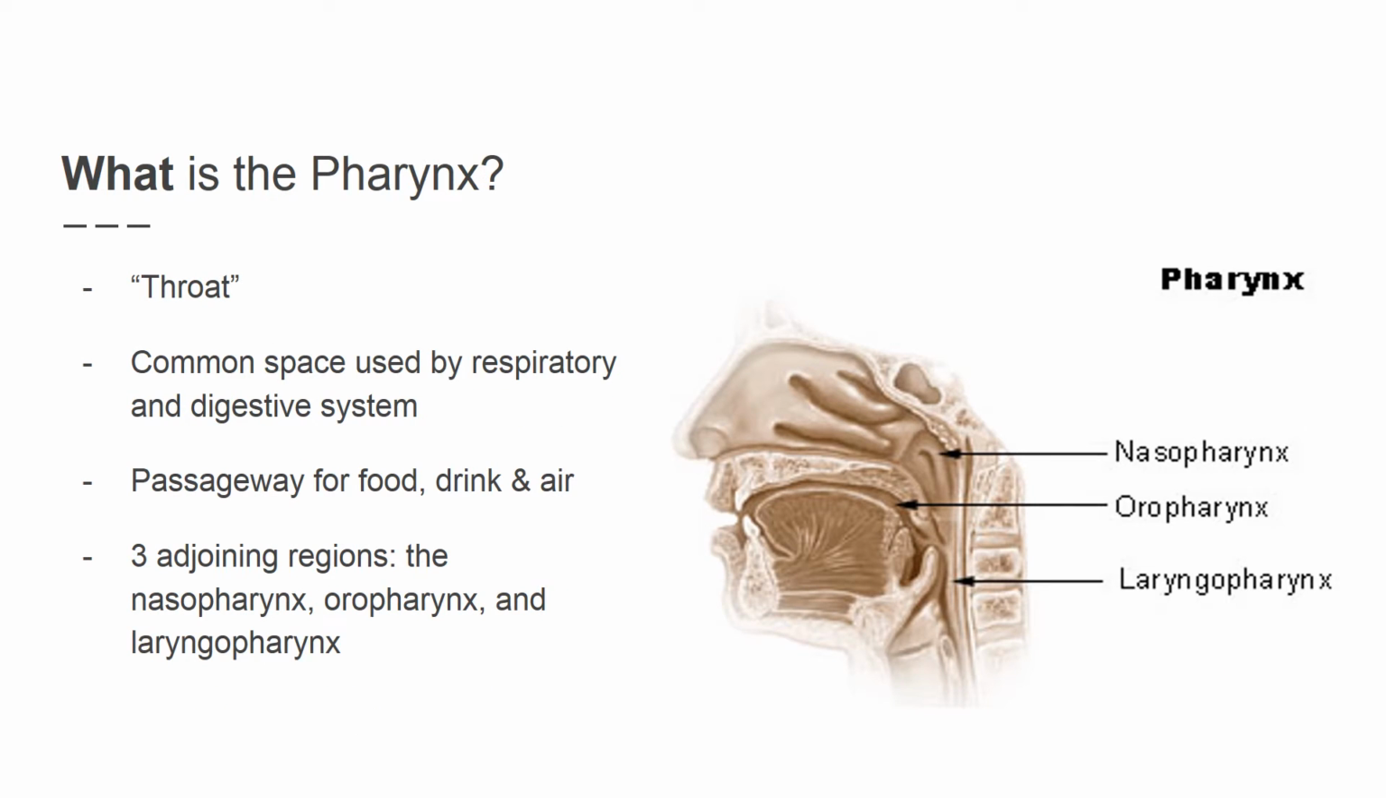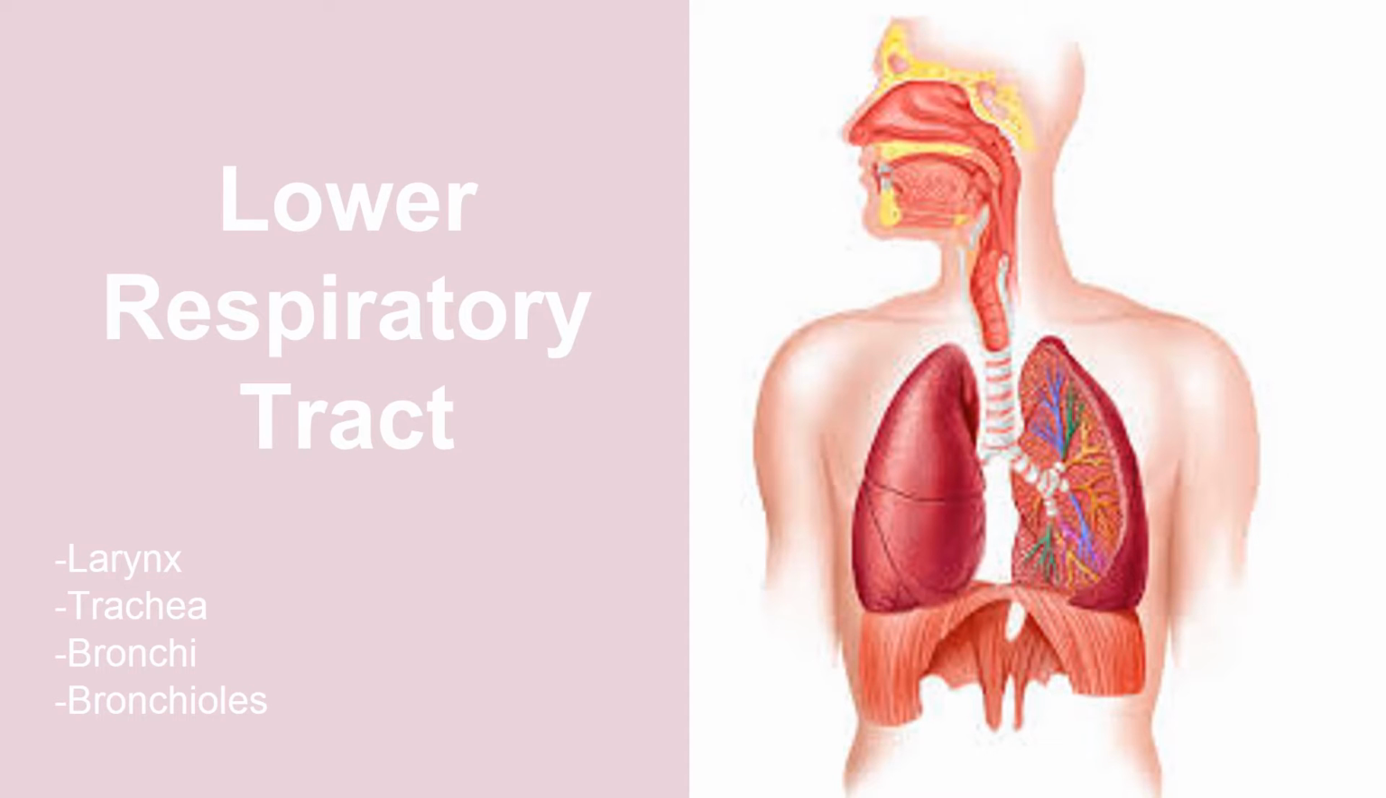The pharynx or throat is a common space that is used by both the respiratory and digestive tract. It transports air, food, and drink. The pharynx is partitioned into three adjoining regions, known as the nasopharynx, oropharynx, and laryngopharynx. From here, we will now move into the lower respiratory tract.